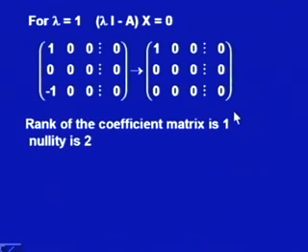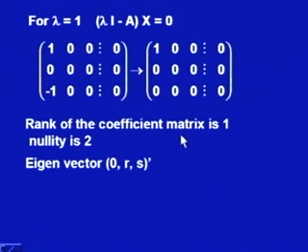So, the rank of the coefficient matrix comes out to be 1 and nullity is 2, and this means the solution of this system is 0, r and s. See, any value 0, r and s will satisfy this equation, and we write down x is equal to 0, y is equal to r and z is equal to s will also satisfy this equation. So, any solution of this system will be of this form.